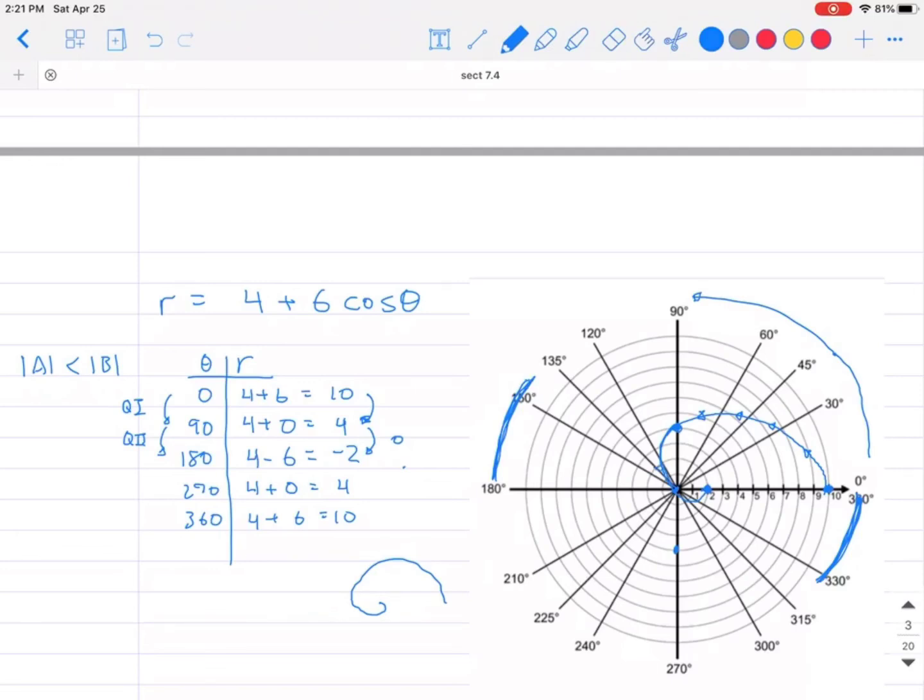So the curl, let me just kind of draw it on the side. It looks kind of like this. Okay, a little freaky, isn't it?